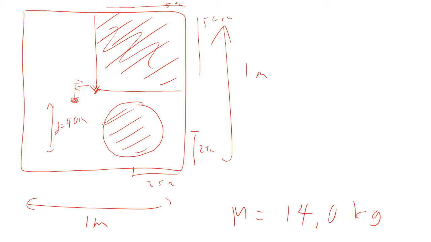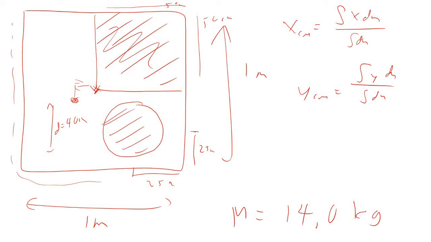Okay, so there's an easy way and a hard way. The hard way is that the x position of the center of mass is going to be the integral of x dm over the total mass. The y position of the center of mass is the integral of y dm over the total mass. So all I got to do is do that. Well, you say, oh my gosh, that's hard. But this is not an easy integral to do over that shape.